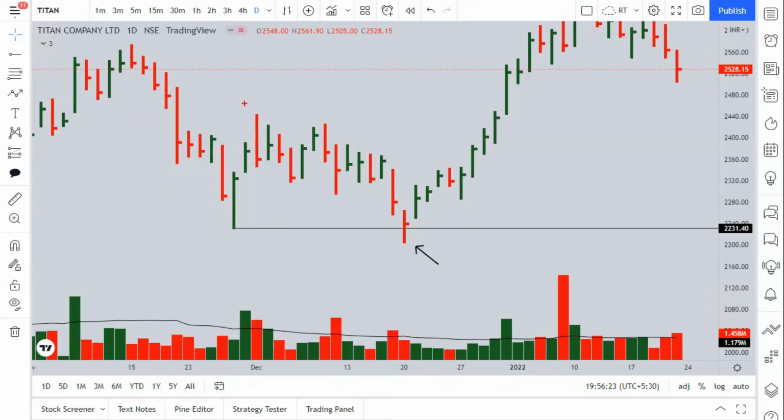First thing, the market was creating an accumulation phase right here. Second, okay, let's forget this. Now let's look from these particular levels. The market came down to these levels, and the maximum level the market reached was around 2231 rupees, right? Then what happened?